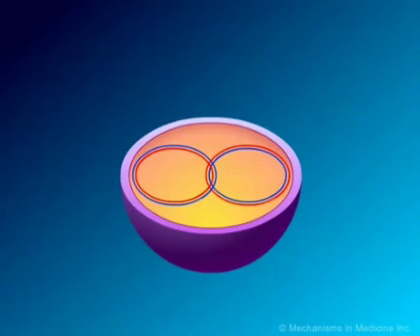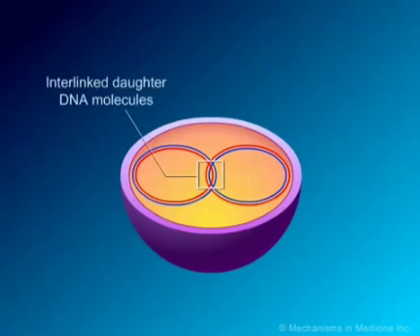Eventually, as the two replication forks meet, two new complete chromosomes have been made, each consisting of one old and one new strand of DNA. This is referred to as semi-conservative replication.